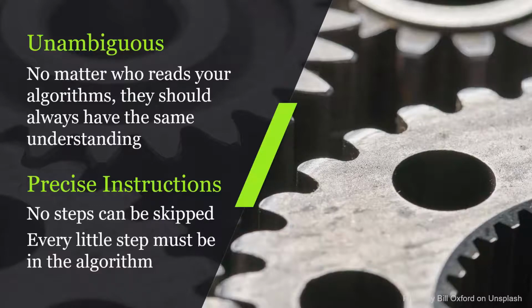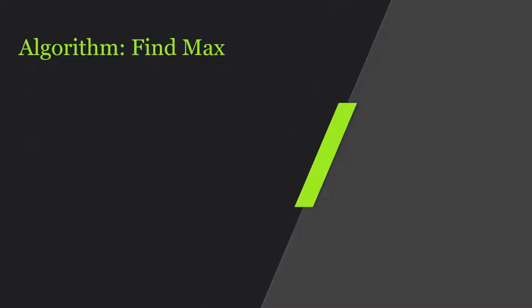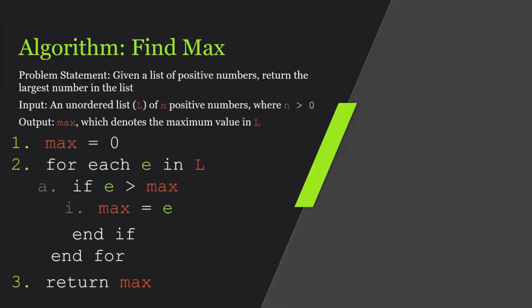Now let's take a look at the find max algorithm that we brought up in a previous video and go through, asking ourselves, is this a good algorithm in terms of its characteristics? Just as a reminder of what this algorithm is, we're given a list of positive numbers and we want to return the largest number in the list. So we have our inputs, an unordered list L of n positive numbers, where n is greater than 0. And we have our output, which is max, and it will denote the maximum value in the list.